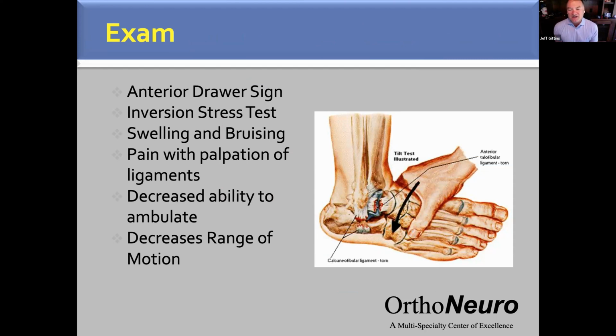An anterior drawer sign is basically a test where we grab the back of the heel and we try to shuck the ankle forward, trying to tension the ankle ligaments in a range of motion. Inversion stress test is depicted here in the cartoon, where we roll the ankle in, trying to stress the ligaments as well. And typically we're looking for a painful stimulus. If someone doesn't like that, or you feel there's laxity or increased range of motion, that can be indicative of an acute ankle sprain, but it could also be indicative of ankle instability, meaning long-term ankle laxity.